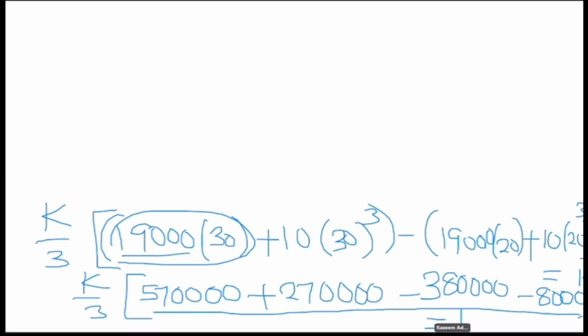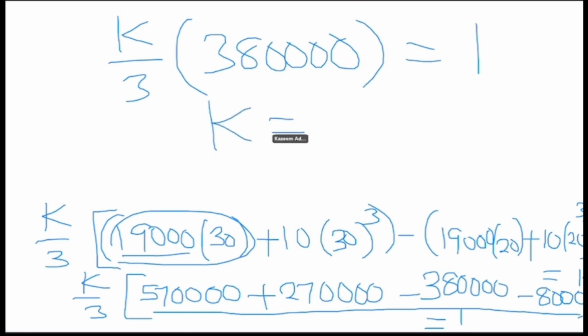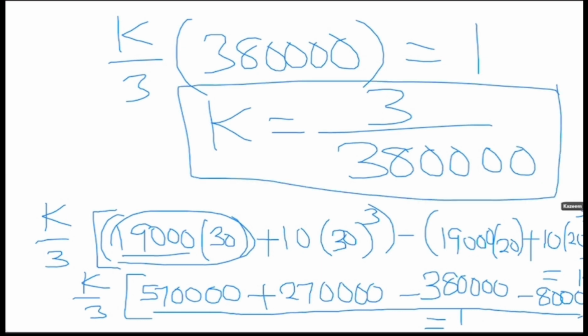So going forward, I now have k over 3 into 380,000 equal to 1. So automatically my k is going to be 3 over 380,000. So this is going to be your k. Take a look at that. That is how we derive k to be 3 over that.